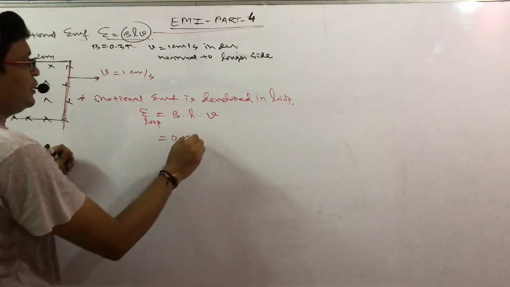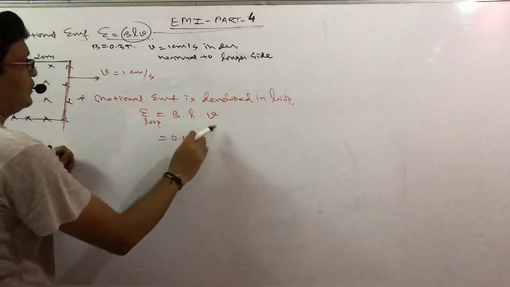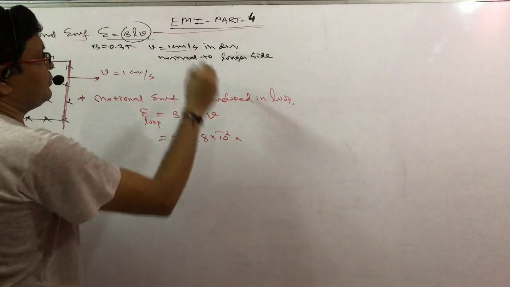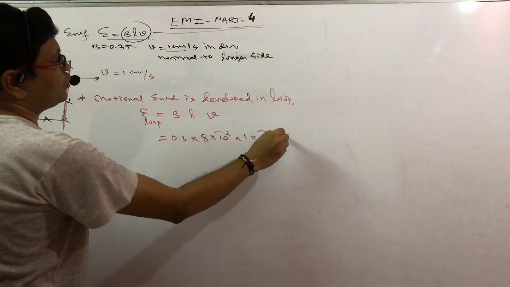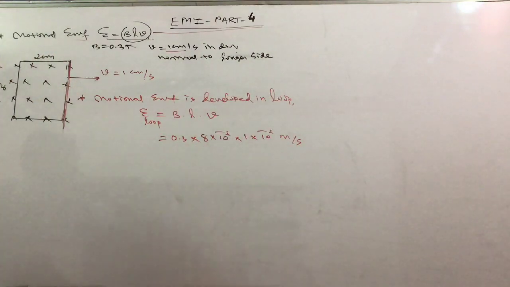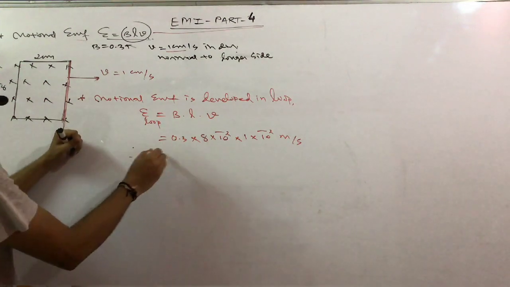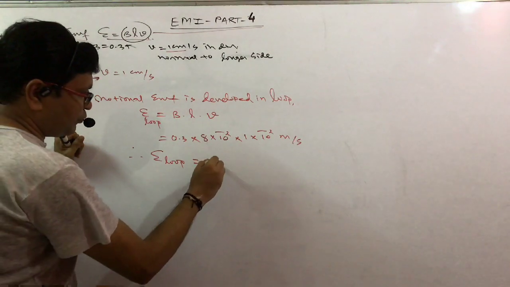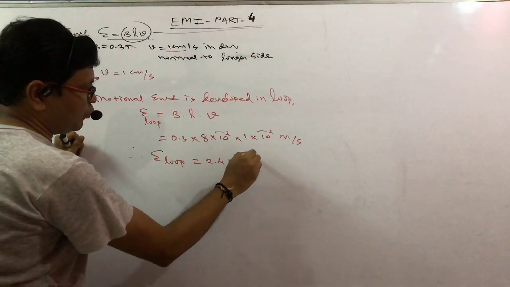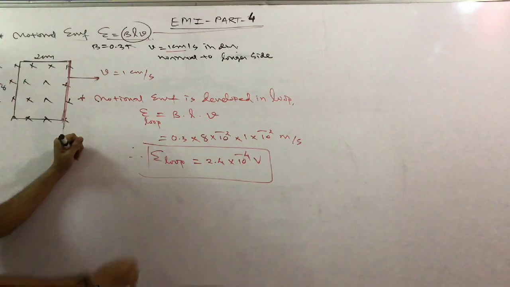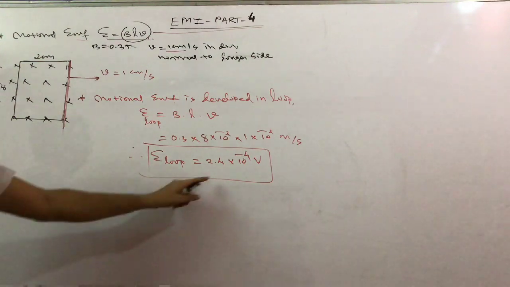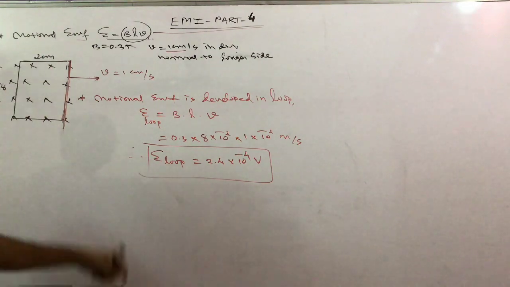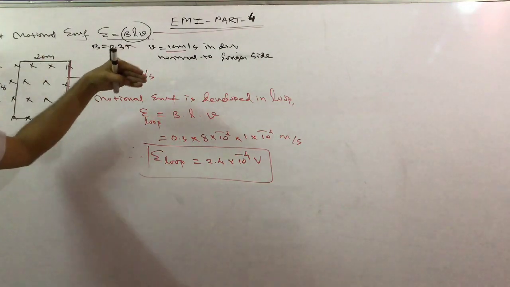So 8 centimeter, so 10 raised to minus 2. Here the speed is 1 centimeter per second, so 10 raised to minus 2 meter per second. Now if you simplify, the answer of this calculation is simply 2.4 into 10 raised to minus 4 volt. So obviously 2.4 into 10 raised to minus 4 volt EMF is developed inside the loop if this entire loop is moving out of this magnetic field.